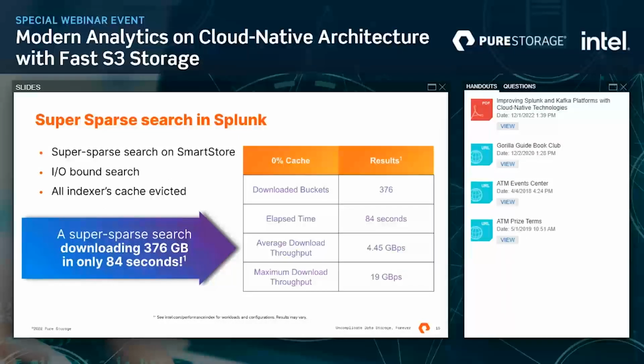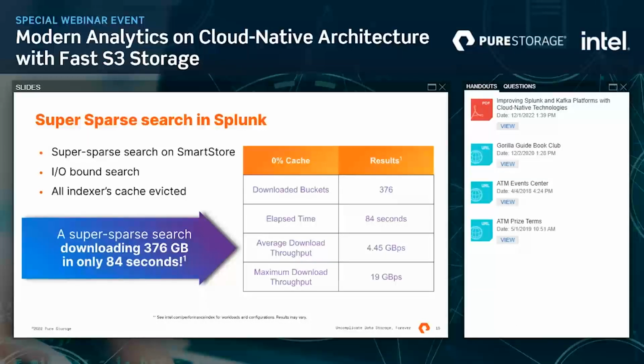To simulate this, we evicted the cache across the board and issued a search. As you can see here, it has to pull back almost 376 gigabytes of data from S3 back to the cache. Once it is in the cache, it actually searches and then comes back. This particular search brings back almost 64 events out of the multi-billion events that were available. It took almost 84 seconds to bring back those 376 gigs and get the results, end to end. Throughout this time, the average download throughput was around 4.4 gigabytes per second, but we did see spikes up to 19 gigabytes as well.